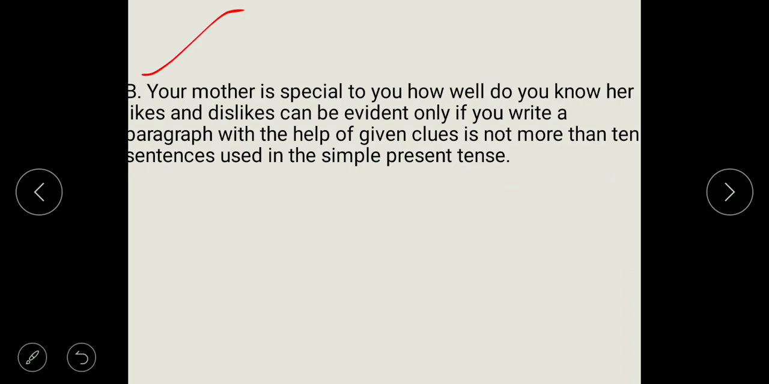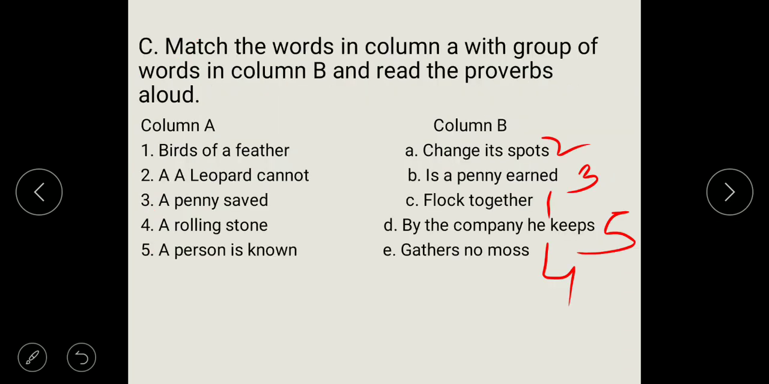Next one, this is your homework, complete it on your own. Now match the words in column A with groups of words in column B and read the proverbs aloud. First one, birds of a feather. Birds of a feather flock together.